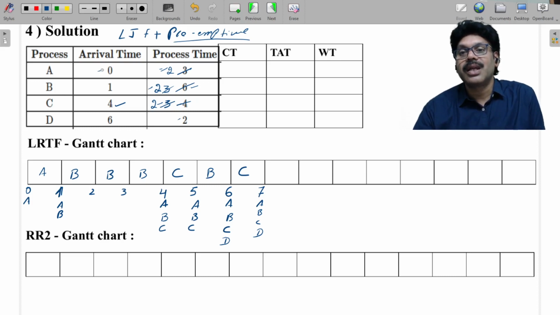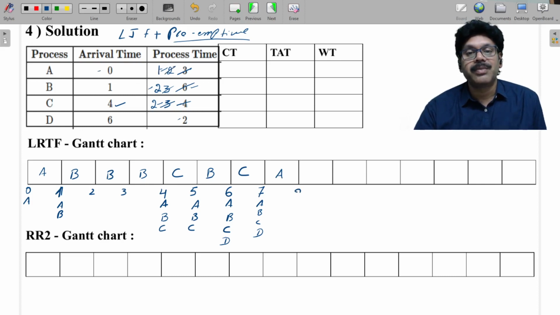So here the lowest arrival time is A. A is given a chance, cut only 1, don't cut 2. Then it becomes 8. A, B, C, D are still carried forward. This time the burst times are 1, 2, 2 and 2. Which has the longest burst time? 2 is the longest, but the 3 longest burst times are the same. Then you consider the lowest arrival time process, which is B. So B is executed 1 unit of time, balance is 1.